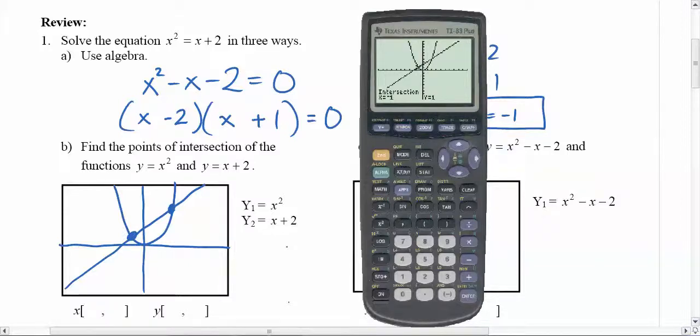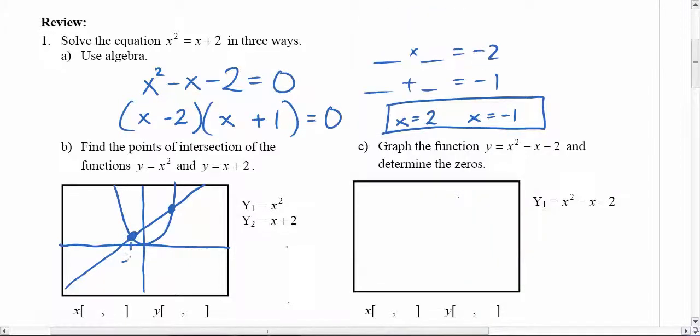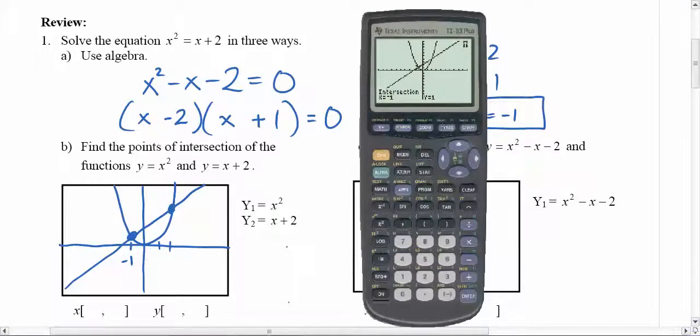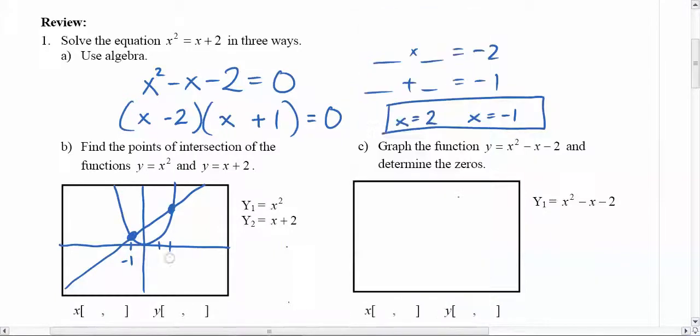Which is when x is negative 1 and when x is 2. So that's using a basic standard window from negative 10 to 10, negative 10 to 10 for y.